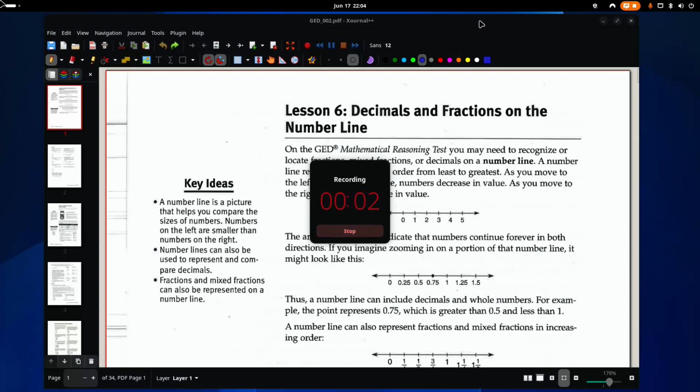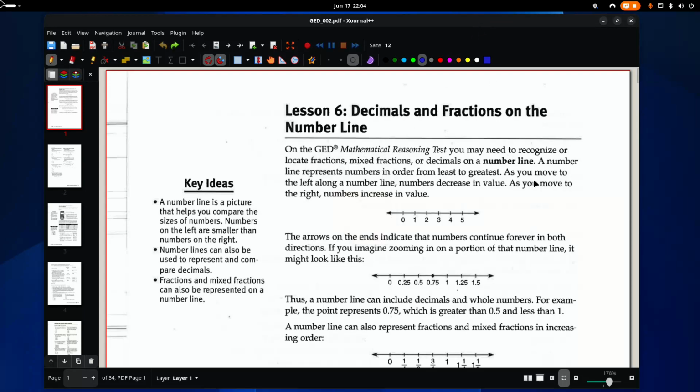Okay folks, welcome to our second review video for GED Math. Here we're going to look at some fractions and number lines and decimal numbers, and then we'll get into some proportions and ratios after that.